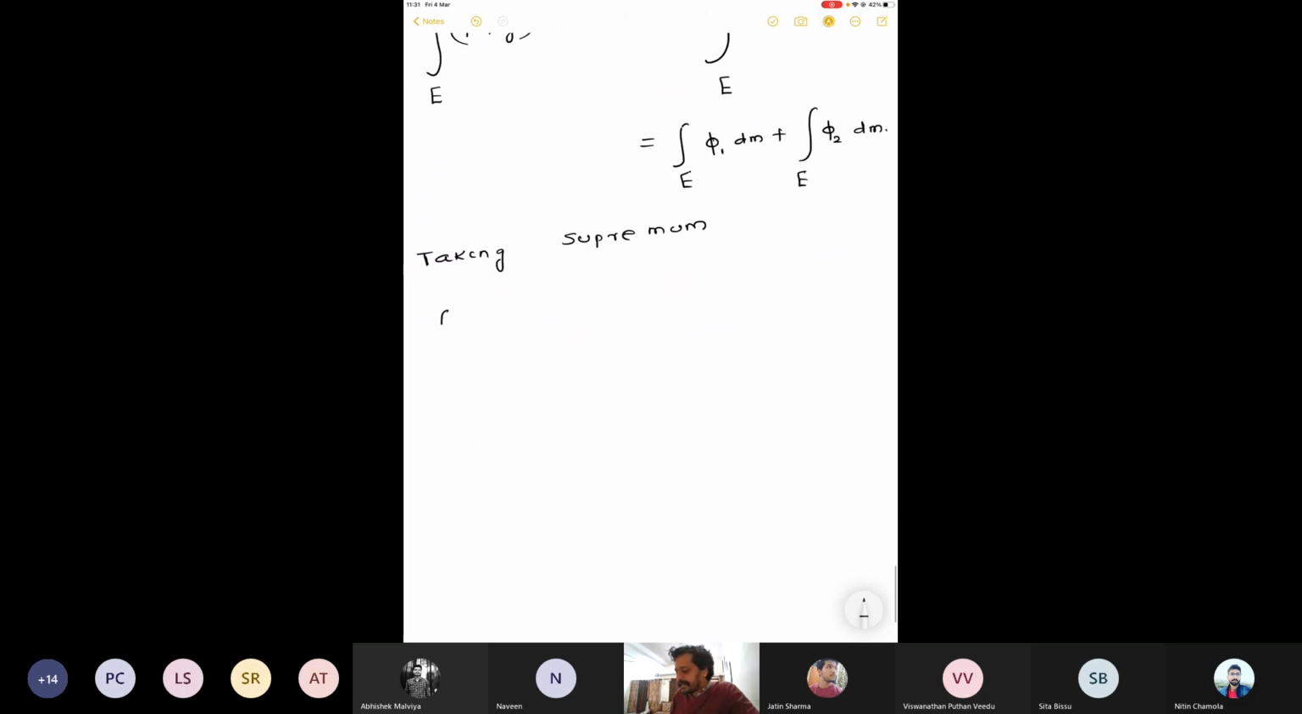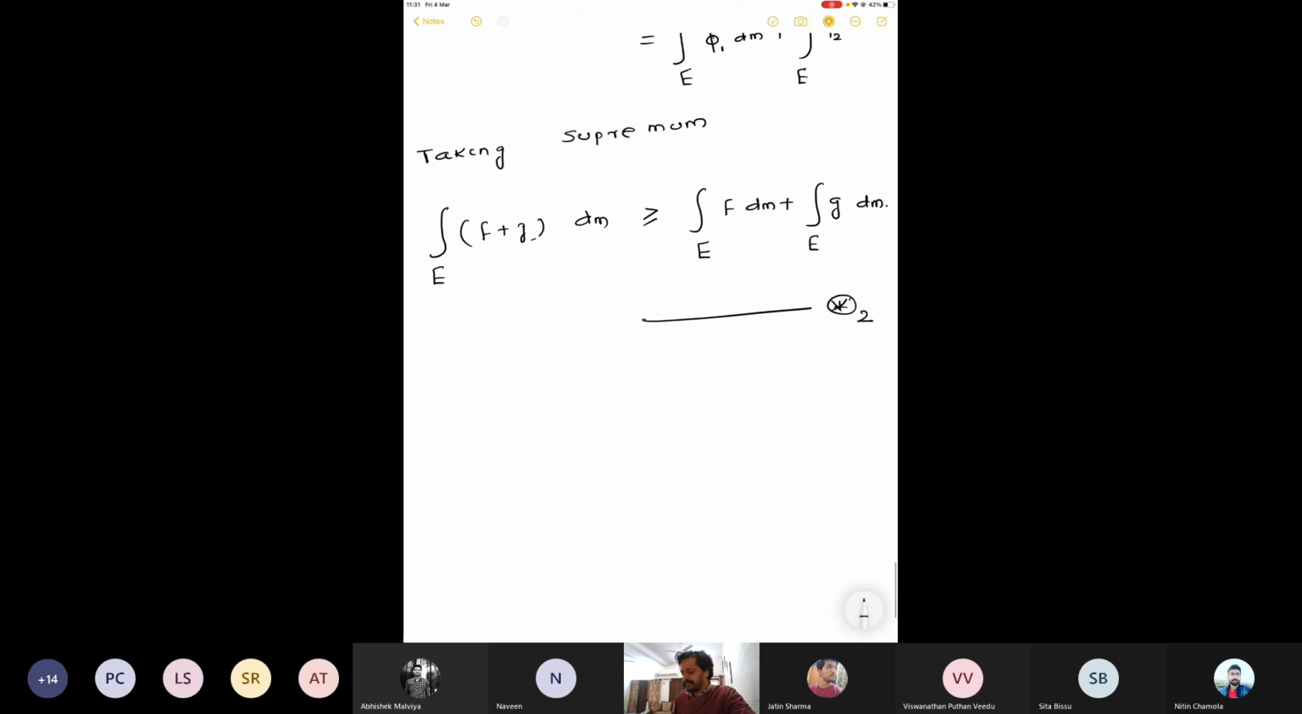We will get the integral over e of f plus g dm is greater than or equal to the integral over e of f dm plus the integral over e of g dm. Okay, this is star 2. Now you can club star 1 and star 2.